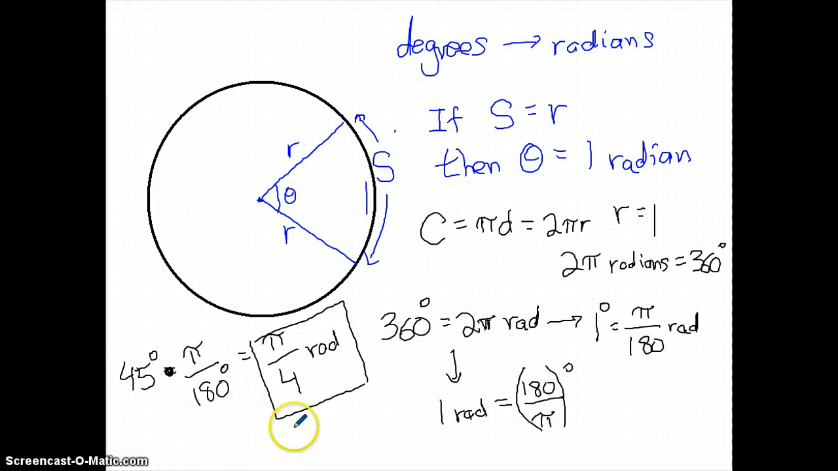And, well, radians to degrees, let's say pi over 6 radians. Well, I want to make it larger. So that's 180 degrees over pi. So again, pi's cancel out. 180 divided by 6. Pi over 6 radians is the same thing as 30 degrees.